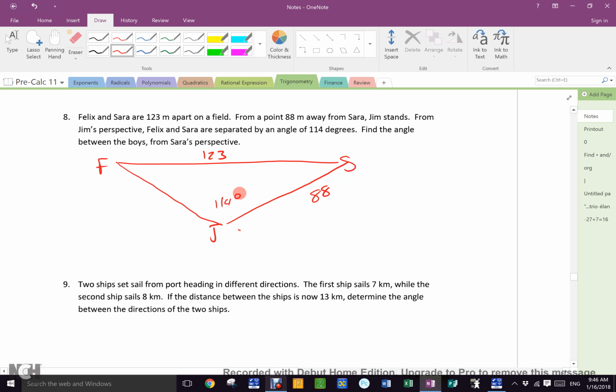Find the angle between the boys. Which is the angle between the boys? Right in here. That's the angle I need, yeah? What am I going to use, sine or cos law?